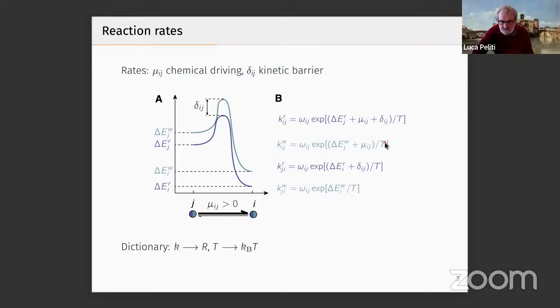But the idea is that you have this that drives the incorporation. So the larger mu, the larger the incorporation, and so this is positive. You have to measure the difference in energy between the free monomer and the bound monomer, and so the rate increases when the difference in energy increases. On the other hand, if the barrier gets higher, the rate should go down. So there is a minus sign here.